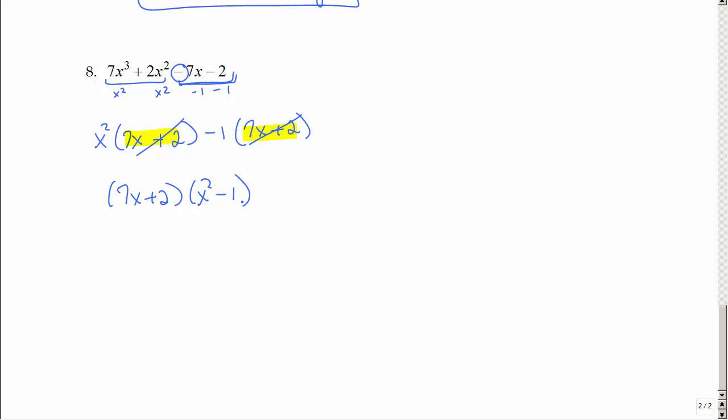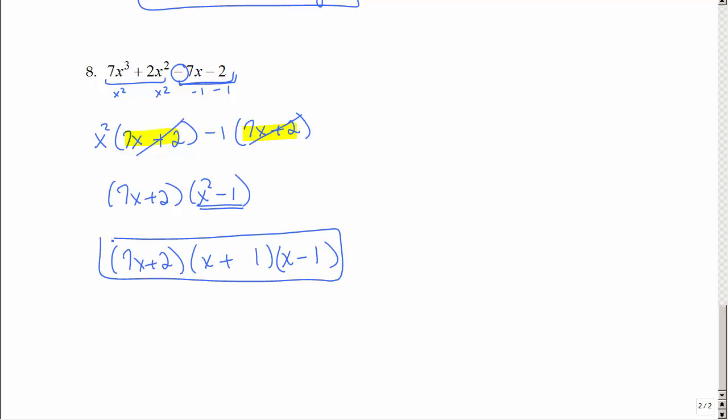Now this one's a little tricky. Are you done yet? Can you go further? Yes, you can, because that's the difference of two squares. So I want to bring down the 7x plus 2, then factor this further. Remember the difference of two squares, where you have conjugates? That's the final answer.